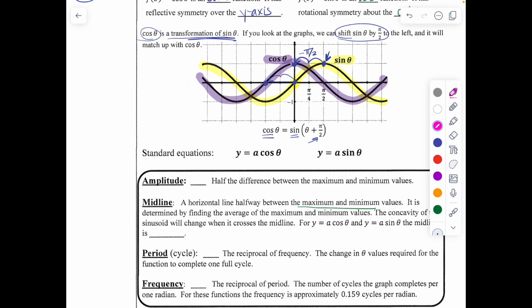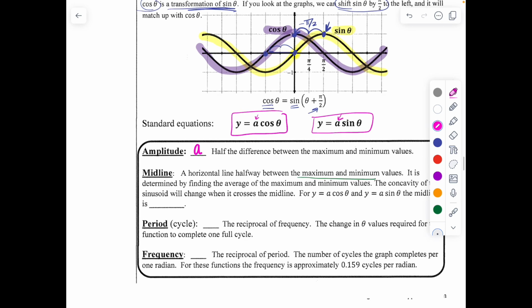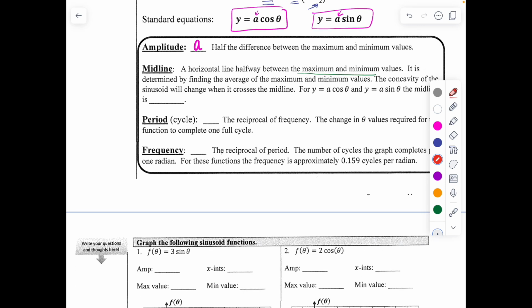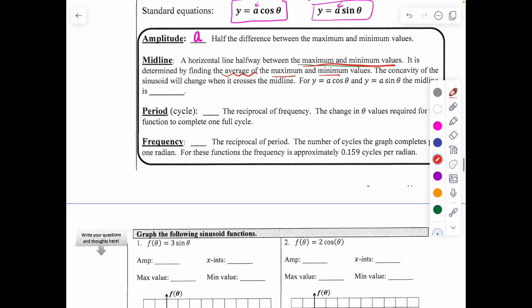Remember that our two standard equations are y equals a cosine theta, where a is the amplitude, and y equals a sine theta, again, where a is the amplitude. So remember, the value of a is the amplitude, which is half the difference between the maximum and minimum values. The midline is a horizontal line halfway between the maximum and minimum values, okay? So it's determined by finding the average of the maximum and minimum values, or the sum of the max and min divided by 2. And the concavity will change as it crosses the midline.